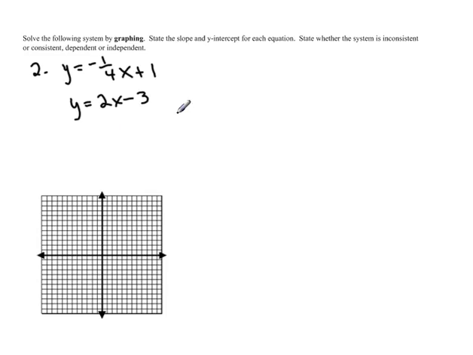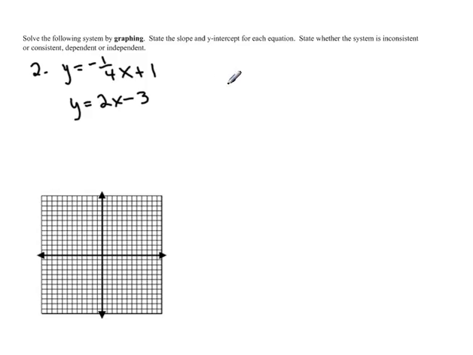Okay, problem number 2 and 3. We're going to start with number 2. It says solve by graphing. State the slope and y-intercept, which means you need to get each equation solved for y. State whether the system is inconsistent or consistent, dependent or independent.